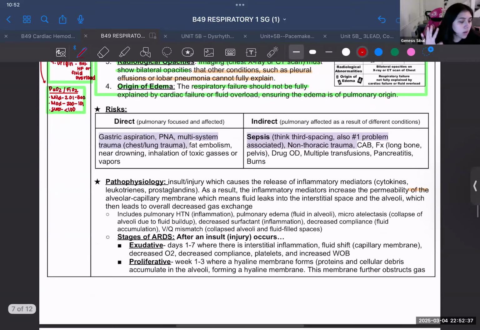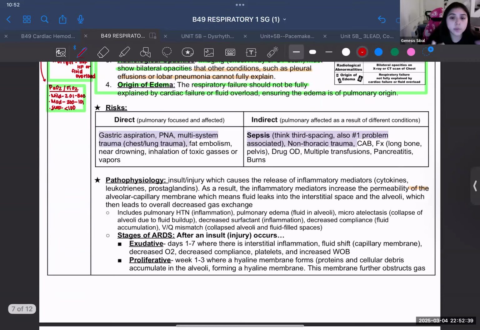With the risks, just understand the difference between direct and indirect. Direct means it's pulmonary focused, indirect means it's not. From sepsis, we know that we get risk factors and complications such as ARDS, DIC, and other things you will be learning about with septic shock. So really, indirect sepsis is what causes ARDS, but it's not necessarily pulmonary affected or directly associated with the pulmonary system, right?